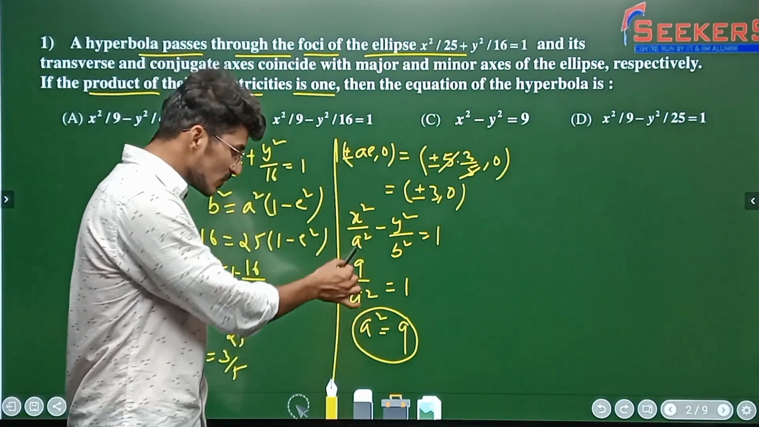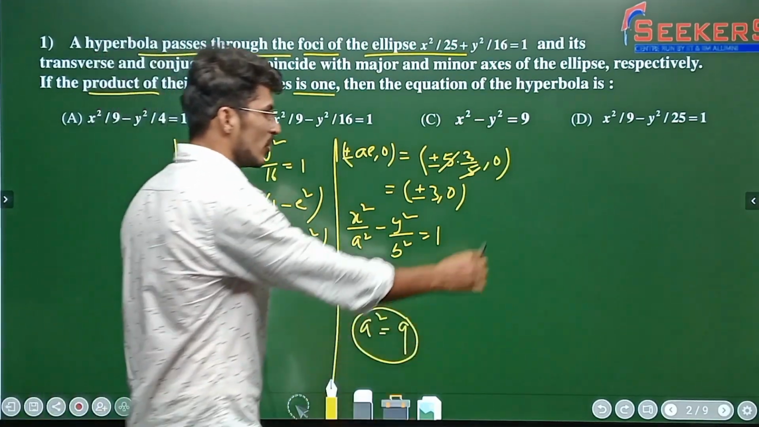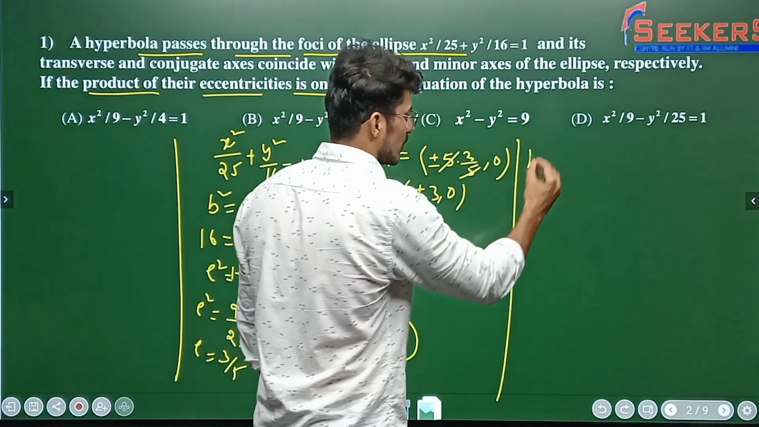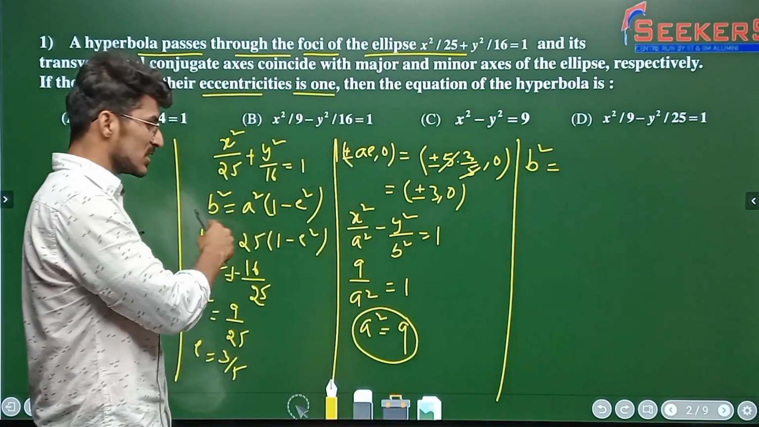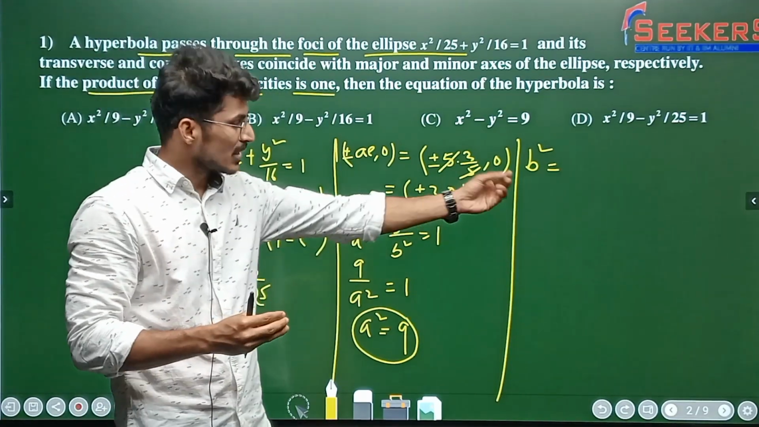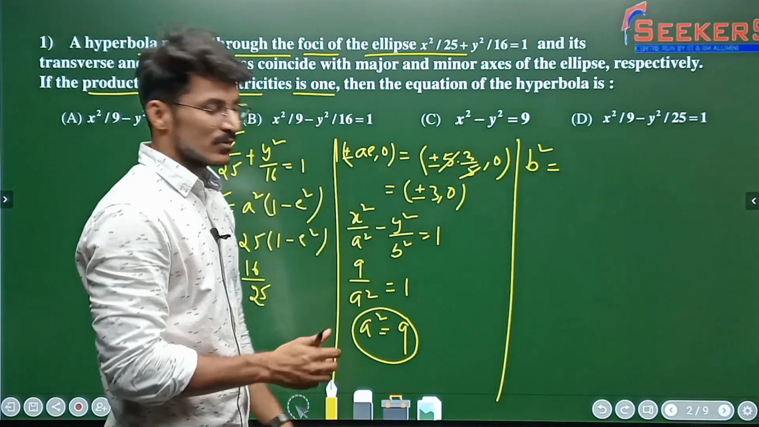Let us keep this aside. I got the a square value here. Then how do we find out the b square value? Tell me, how do we find out the b square value? We can use the relation here. Look at this, again the same relation. This relation is with respect to the ellipse. Now the same relation, the relation between a, b and eccentricity, with respect to the hyperbola.